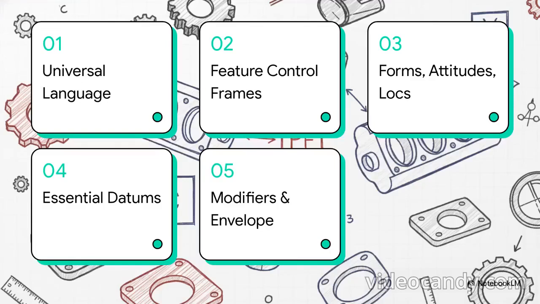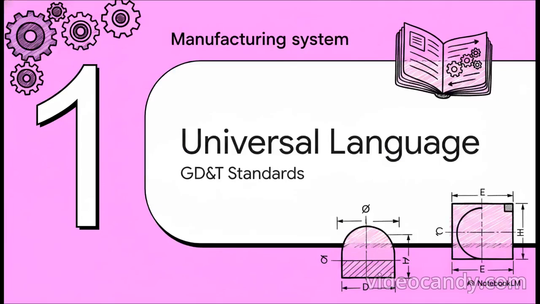All right, here's our roadmap for today. We're going to cover the universal manufacturing language, decode feature control frames, categorize forms and locations, establish our essential datums, and finally, look at modifiers and envelope principles. Let's dive in.